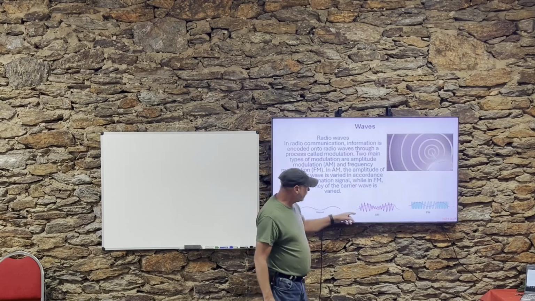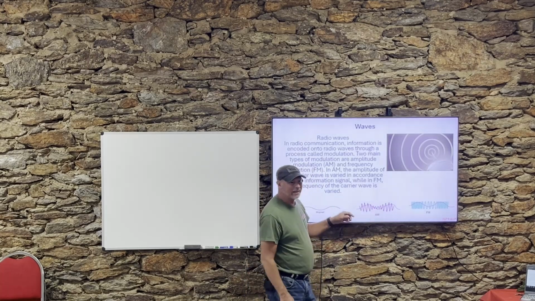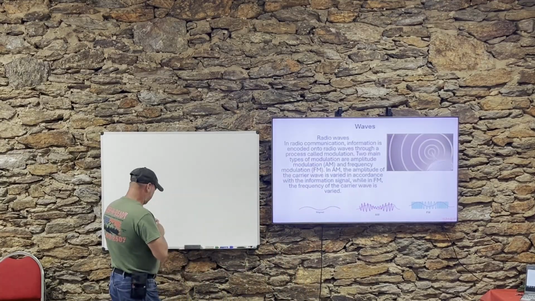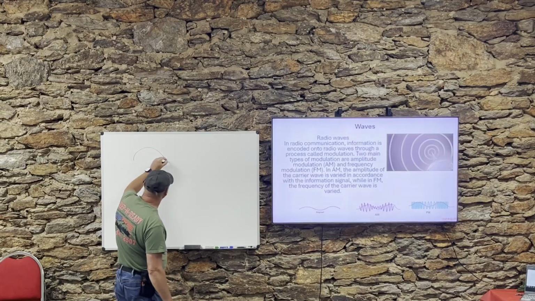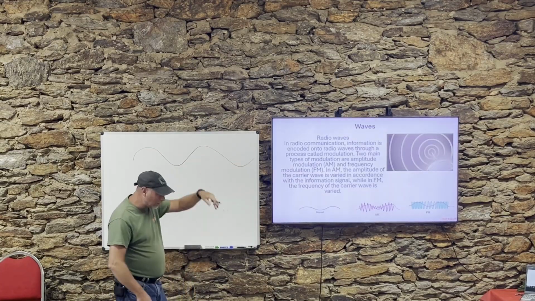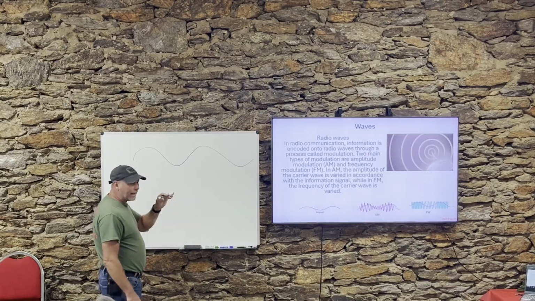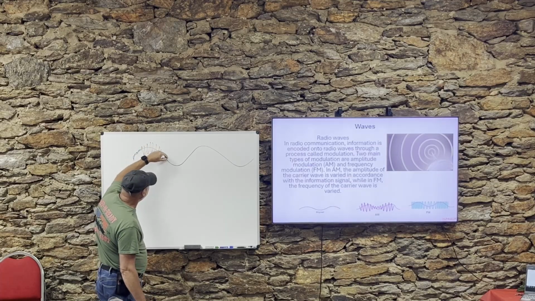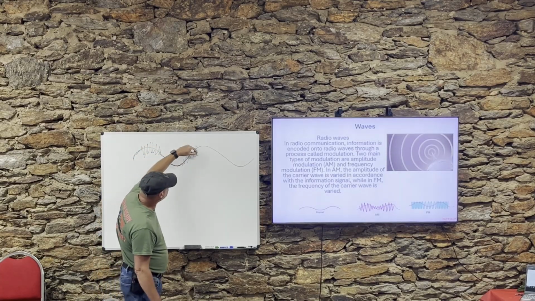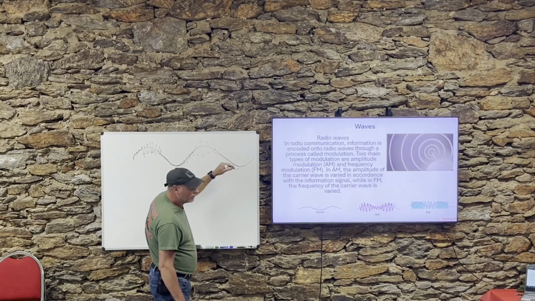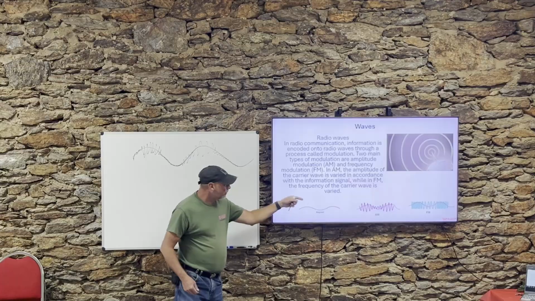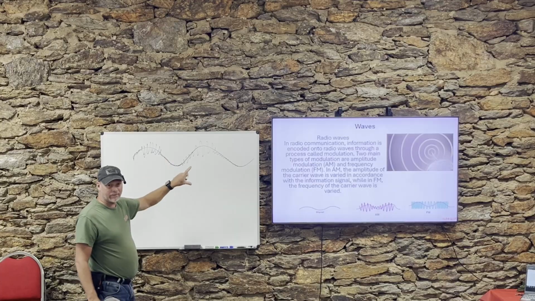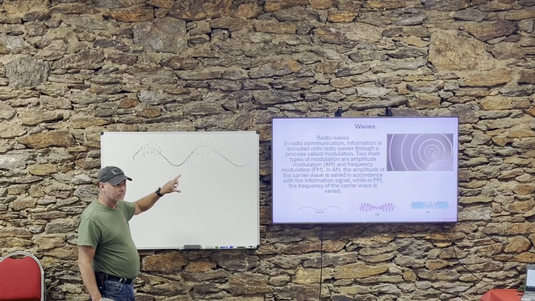In AM, you like my little squiggly lines? In AM, you're actually changing the modulation of it. You've got your wave, because radio waves travel like that. Here you're talking, and then here you're not talking. Then here you start talking again, and then here you stop talking. So the carrier wave carries the signal, and you're changing the amplitude of that carrier wave. Does that make sense?